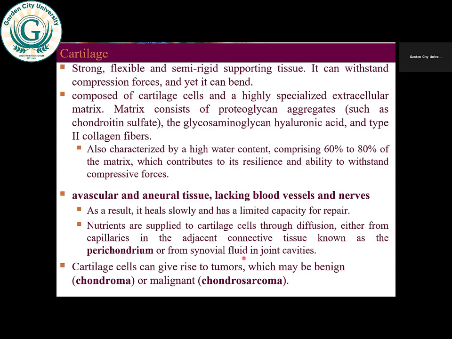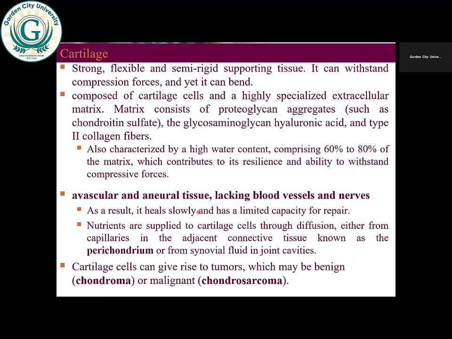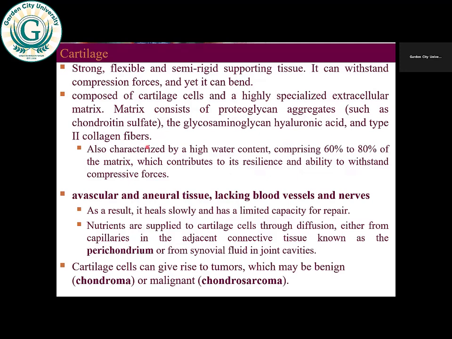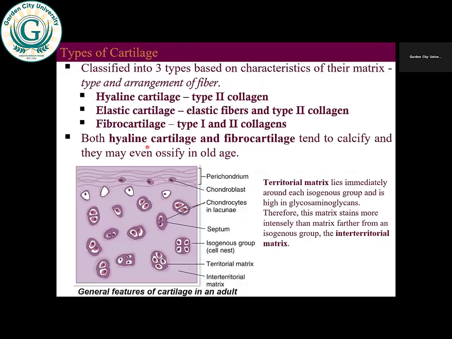In fact, the important point I want you to note here about cartilage is the fact that they are avascular and they are aneural. So that point is very, very important. Then a second important point, the fact that they are made up of type 2 collagen fibers. And although they are avascular, there's a perichondrium which has blood vessels. Now the next one is the cartilage cells.